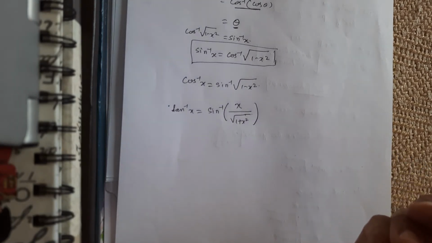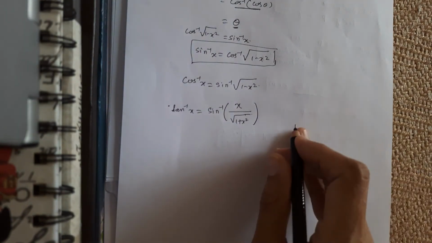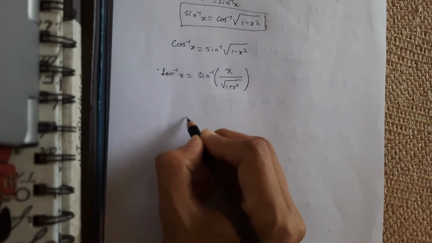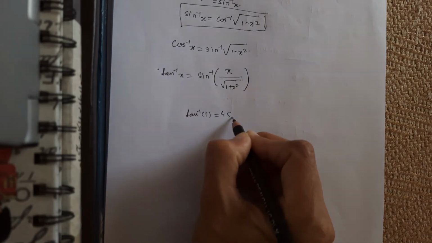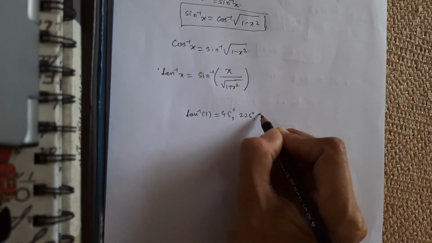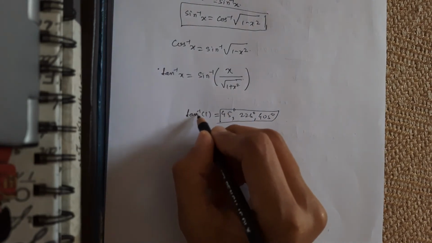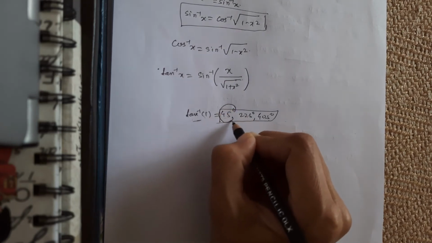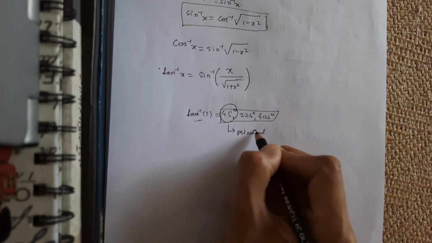Now we see how we are going to solve the problems. Before solving the problem, the first thing I want you to know is that whenever I find the value of tan inverse of 1, it comes out as 45 degrees or 225 degrees or 405 degrees. Tan inverse of 1 gives me all these values. Among these values, the least value is called the principal value.